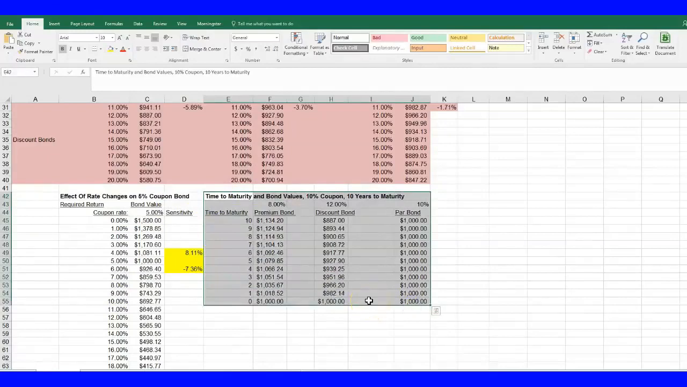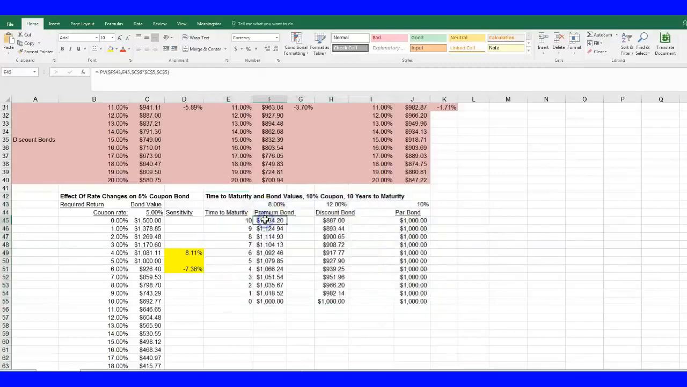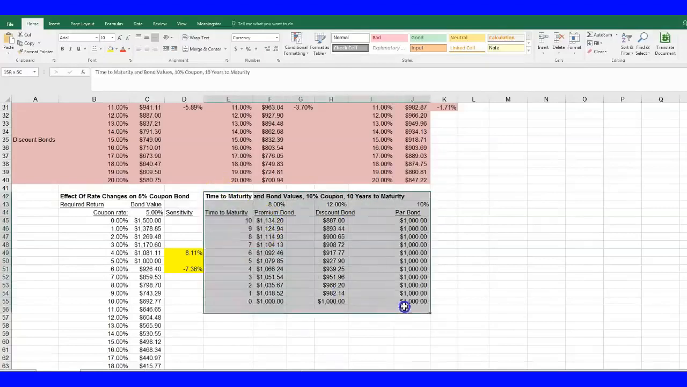So let's look at two bonds. Again, we have 10 years of maturity, and both bonds have a 10% coupon. So the bond here that has a required rate of return of 8%, that's a premium bond because the required rate of return of 8% is less than the 10% coupon rate of the bond. So we can see with 10 years to maturity, that bond has a value of $1,134. It's a premium bond selling for more than $1,000.